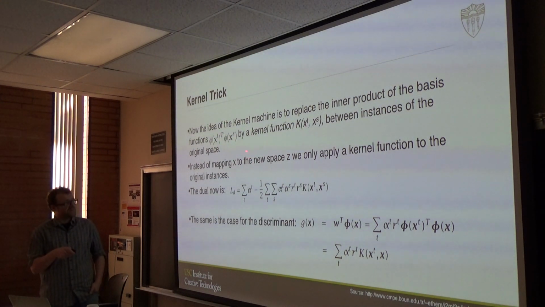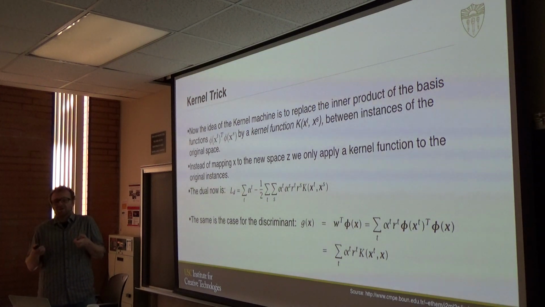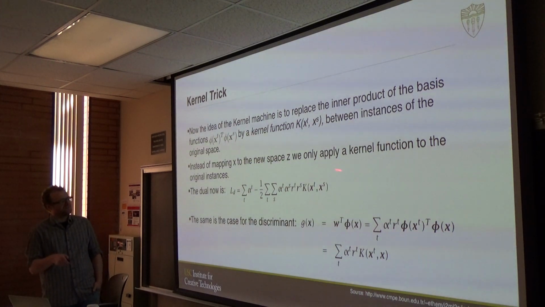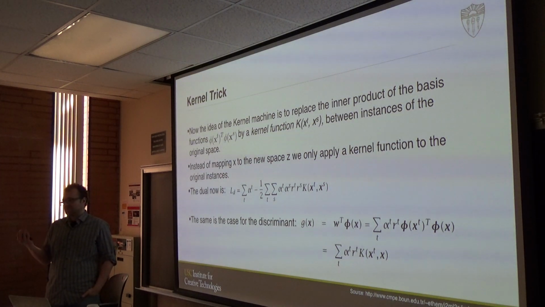So instead of mapping X to a new space, we only apply this kernel function to the original instances and get the similarity there. So that's kind of the idea here. And we're going to talk about how these kernels look, and we have a bunch of examples here. So what would be the simplest kernel? The simplest kernel would be a linear kernel, so you don't do anything to your data, so in the end you have a dot product again, right?